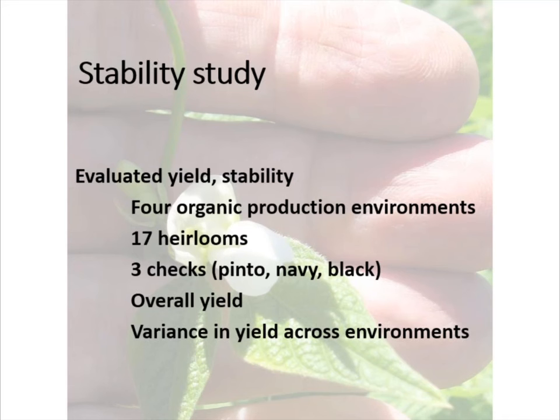And what I'm going to show you are the data that we collected for overall yield, and I'm also going to show you data for how that yield varied for a cultivar across those 4 locations. Now, we also took data on maturity and other characteristics, but I'm going to focus here on yield and yield variance. So next slide.